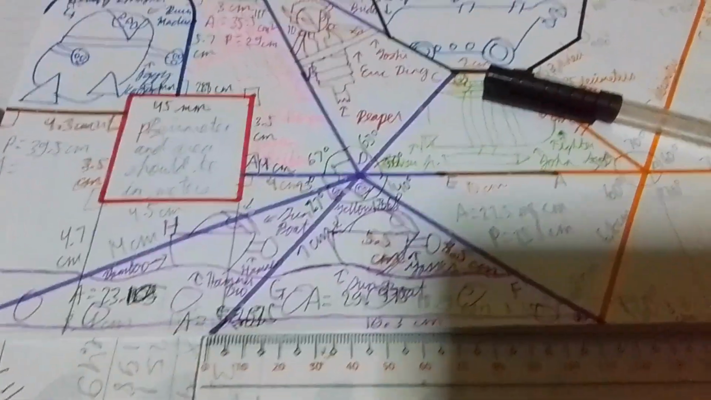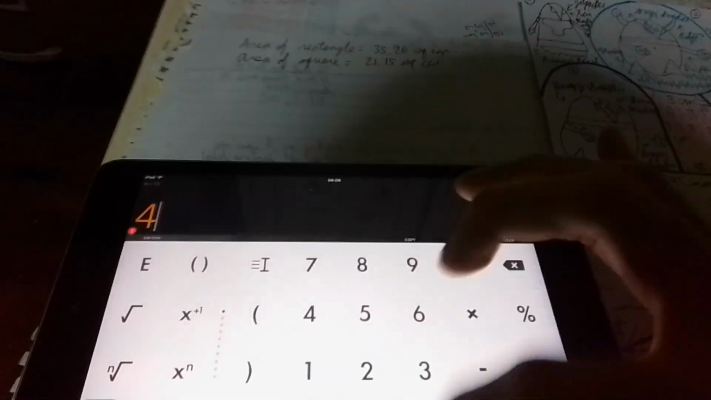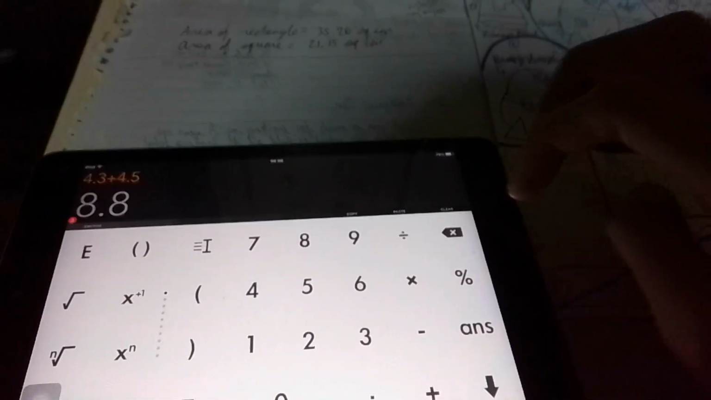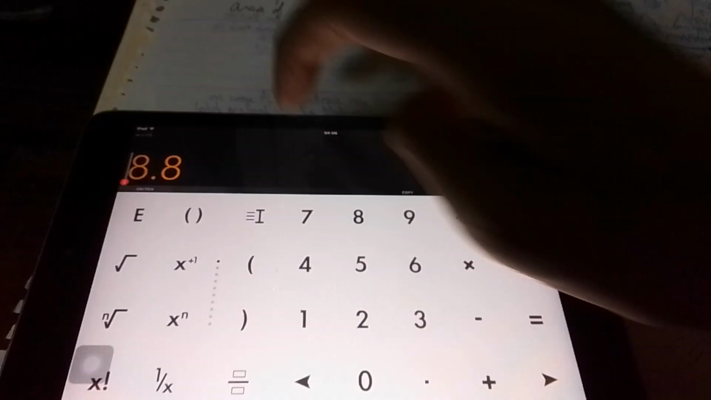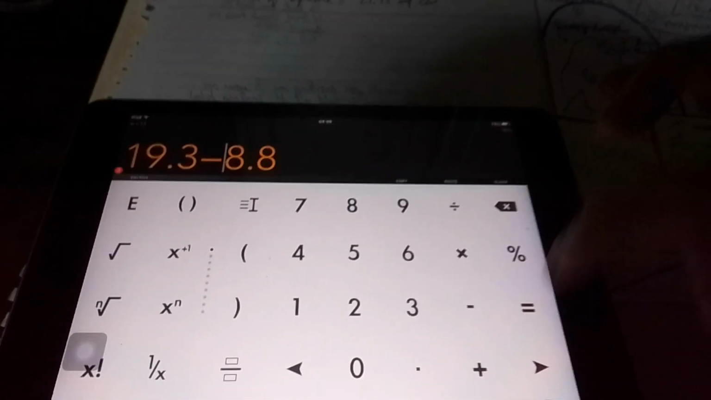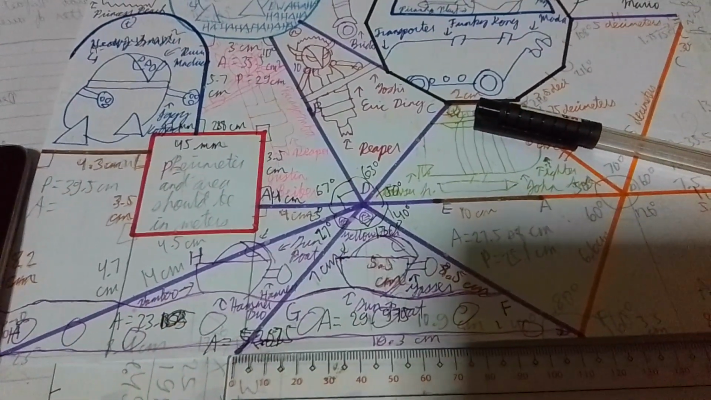Ayun pala, that's 10.5 pala, 10.5. Kasi po, kung chinek mo with the calculator, 4.3 plus 4.5 is 8.8, tama? Tapos, the entire 19.3 minus this one, you should get 10.5. So, the long base measures 10.5 centimeters.